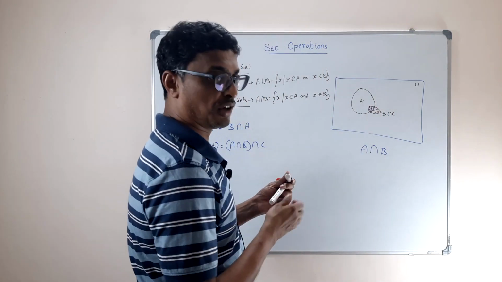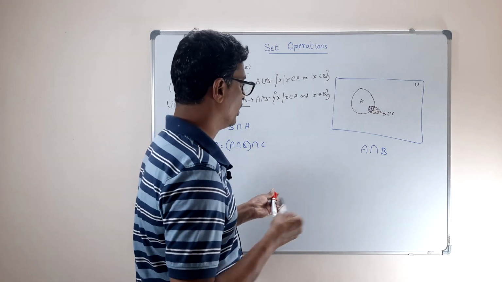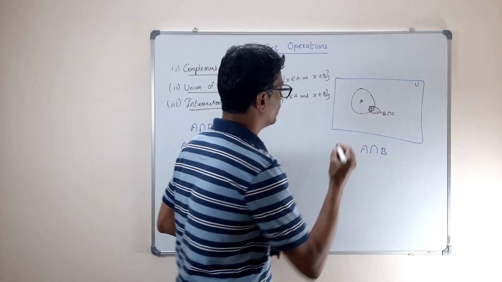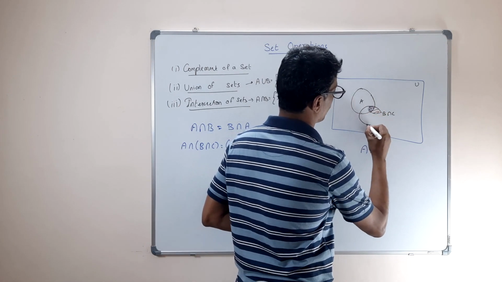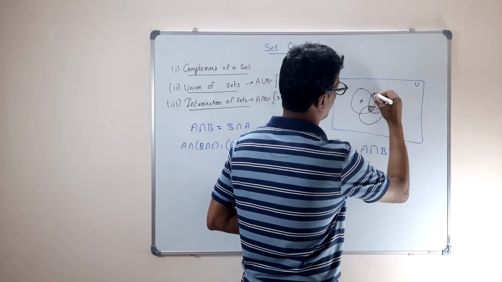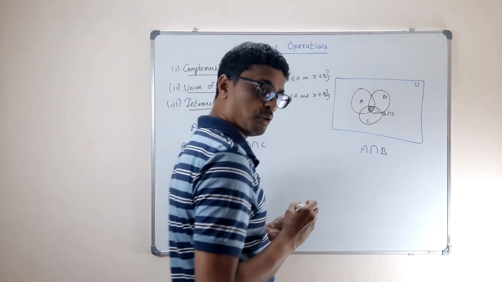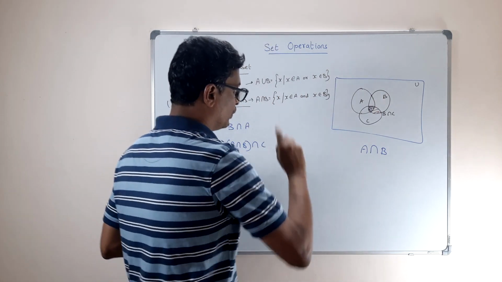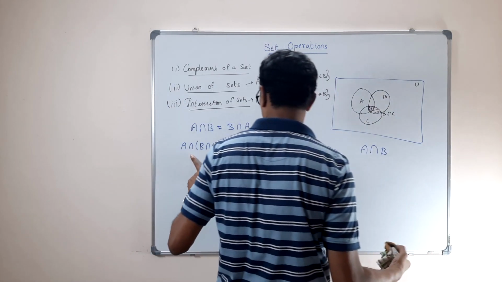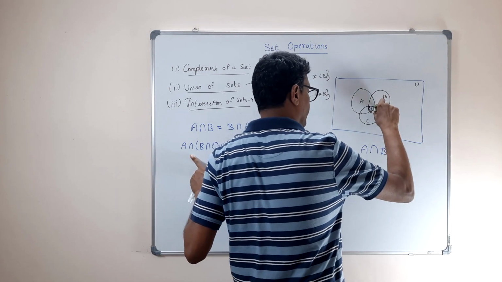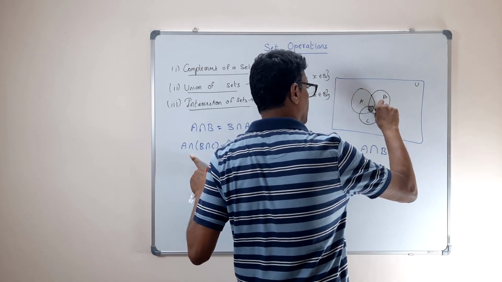You shouldn't remove it in your notes. You should give a circle so you understand what it is. So this is B and this is C. So A intersection of B intersection C is nothing but this portion.